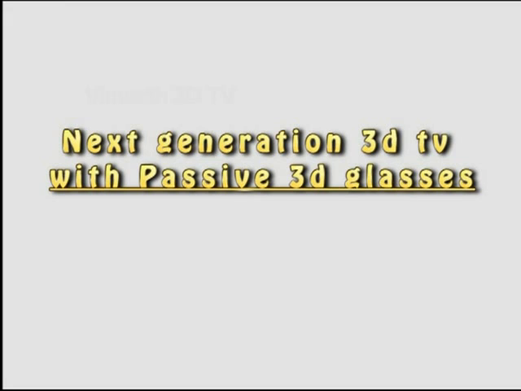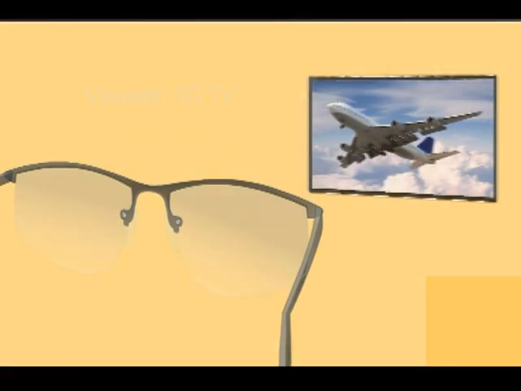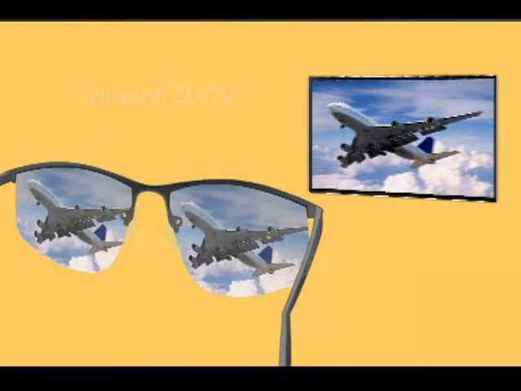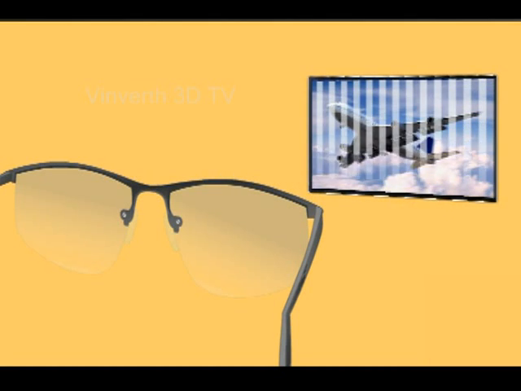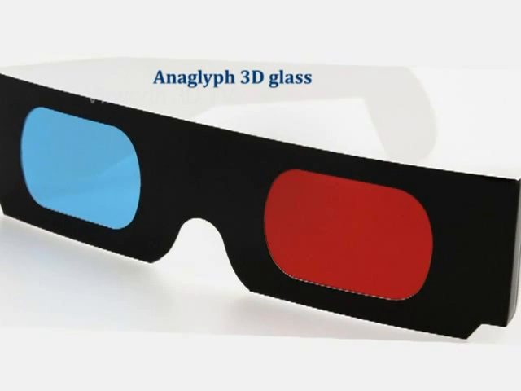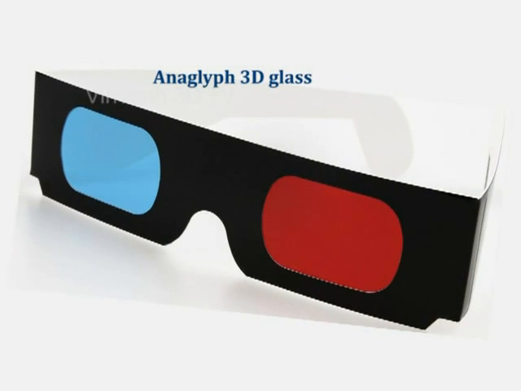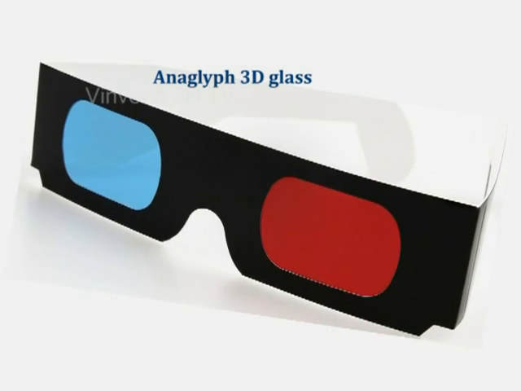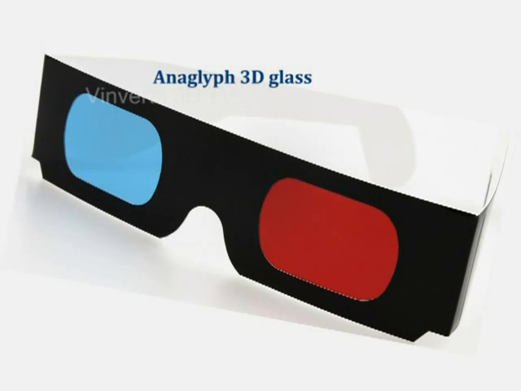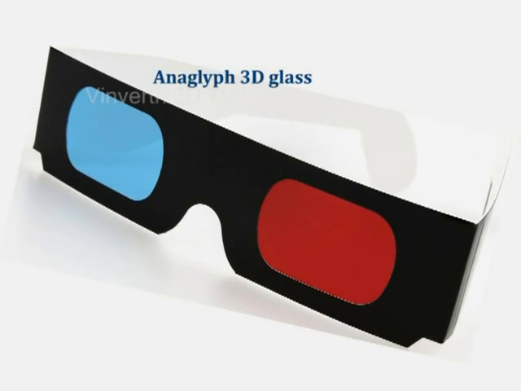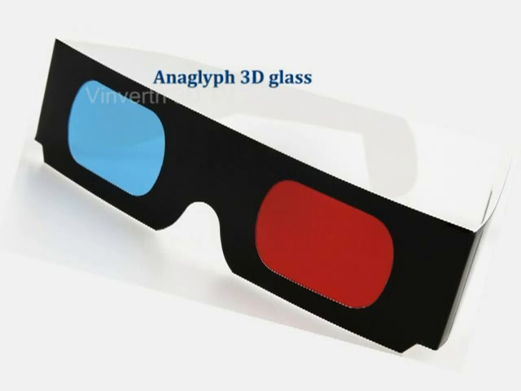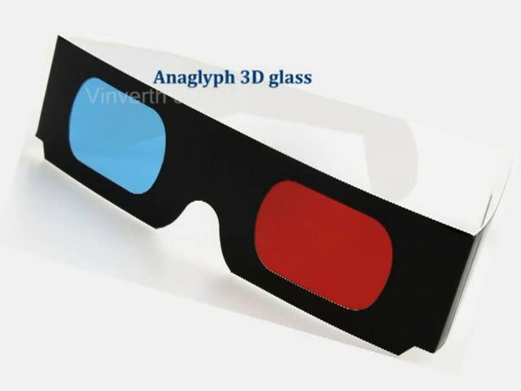Next generation 3D TV with passive 3D glasses. Passive 3D glasses are any 3D glasses that don't require a power source to view the 3D content. The two major types of passive glasses are anaglyph and polarized 3D glasses. Anaglyph 3D glasses have one red and one cyan lens, often made out of cardboard with cellophane lenses. These use colors to separate the images.